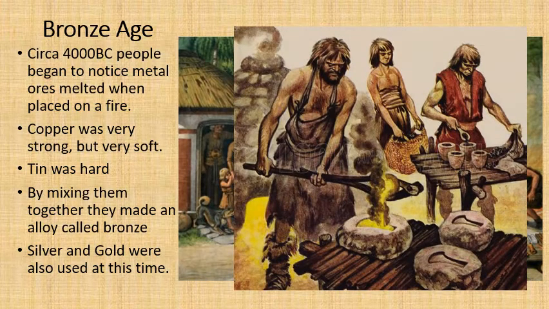And you can see there a picture of a man making an axe head, where he's basically mixing two ores together and making an alloy which is bronze. He's mixing tin, and he's also mixing copper together to make bronze.